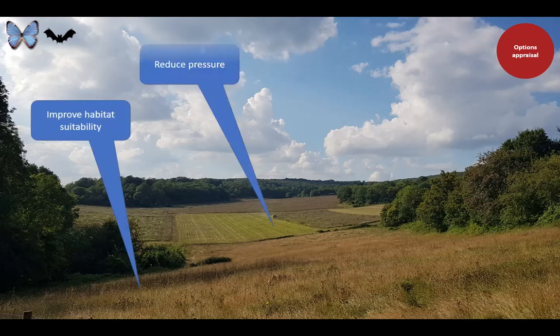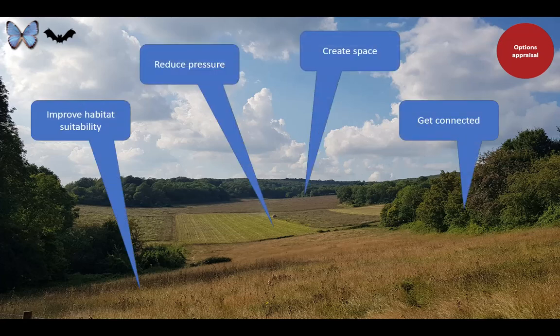You can probably categorize them into sort of four main categories. Can we put in actions and options that will improve habitat suitability? Can we find ways of reducing the pressure from agricultural activities? Can we find ways of creating more space for wildlife species? Can we find ways of improving connectivity so that actually works better for these different species in these landscapes?